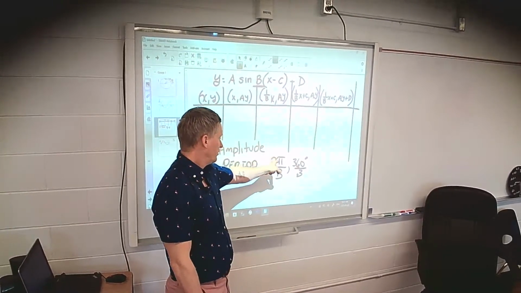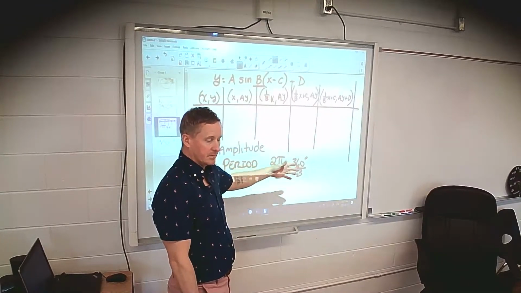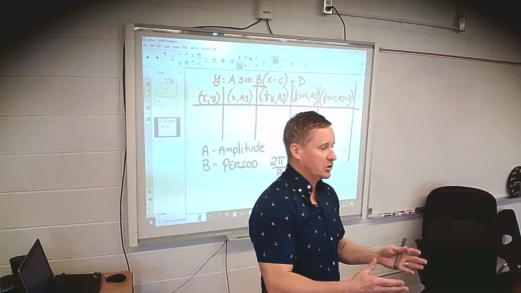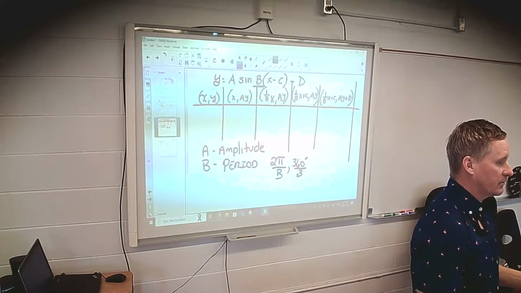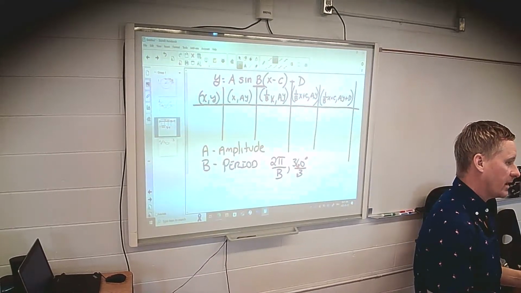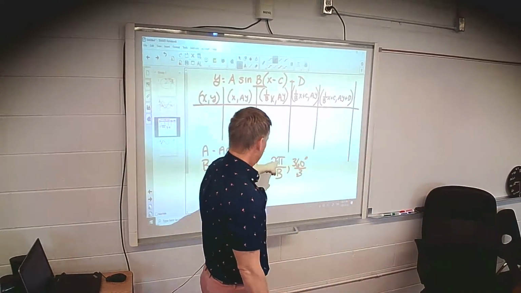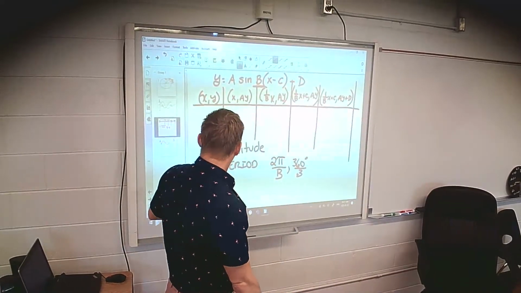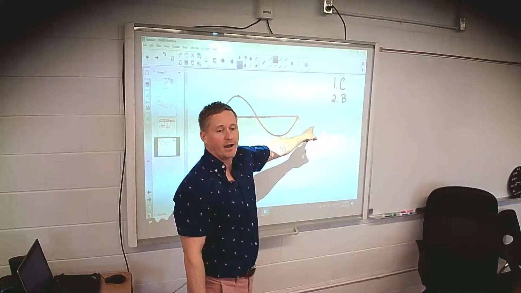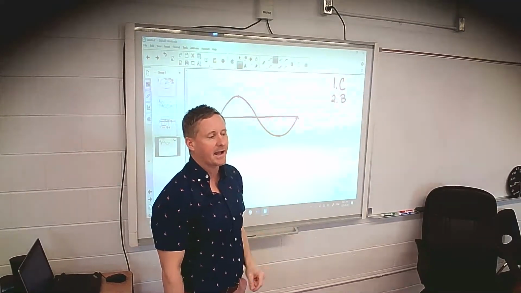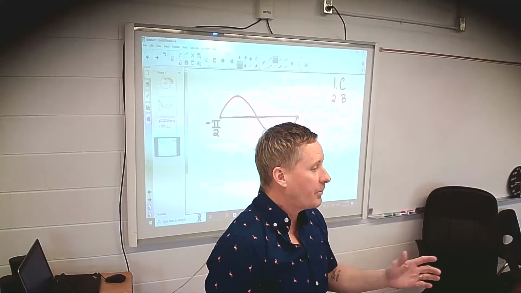Period: 2 pi over B, or 360 over B. If there's no B value adjustment, how far around the circle does it repeat itself? What's once around the circle? Or 2 pi. Make sense? Okay, so I'm going to find out when this graph repeats itself. I need to add 2 pi to that, which is 4 pi over 2.